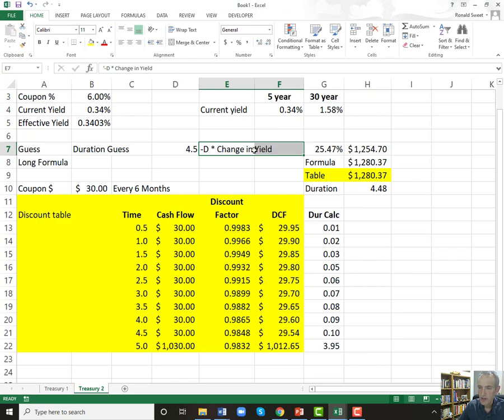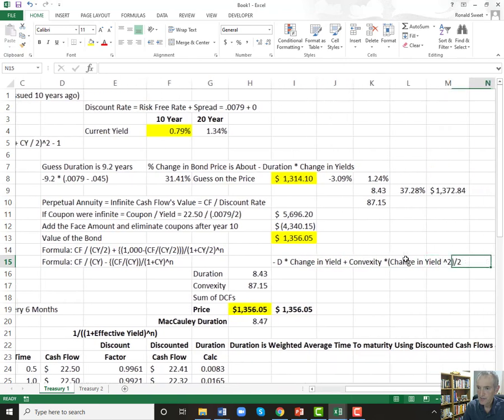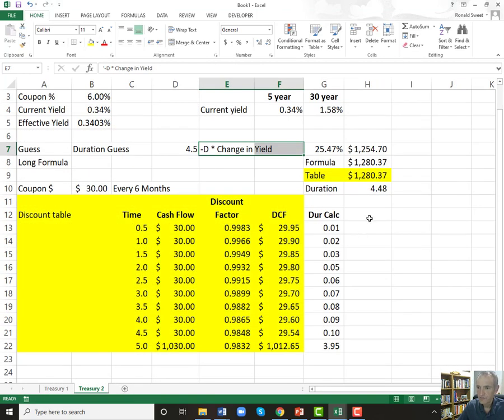this formula. You can't use the longer formula with convexity because there's no way you're going to calculate convexity with what you have to work with. I'm not recommending any of y'all learn that formula. You could do it if you want to learn the formula, but it's, and I'm not talking about this formula, minus duration times the change in yield plus convexity times the change in yield squared divided by 2. I'm talking the formula that actually gives you the convexity number. That would be a little bit much.